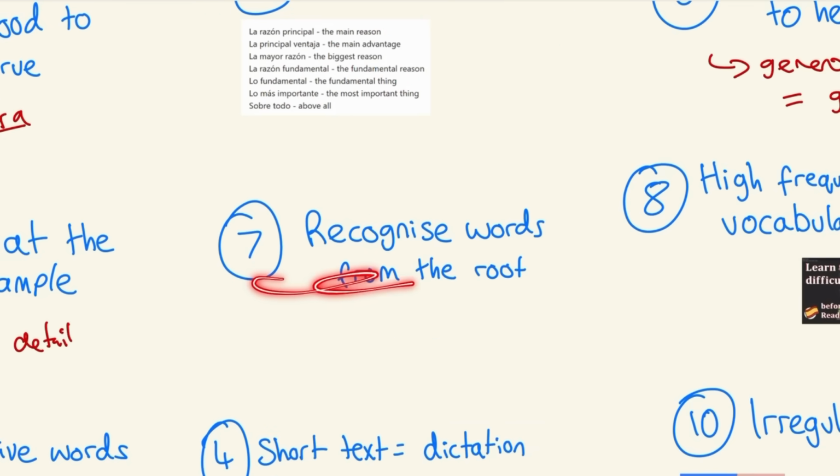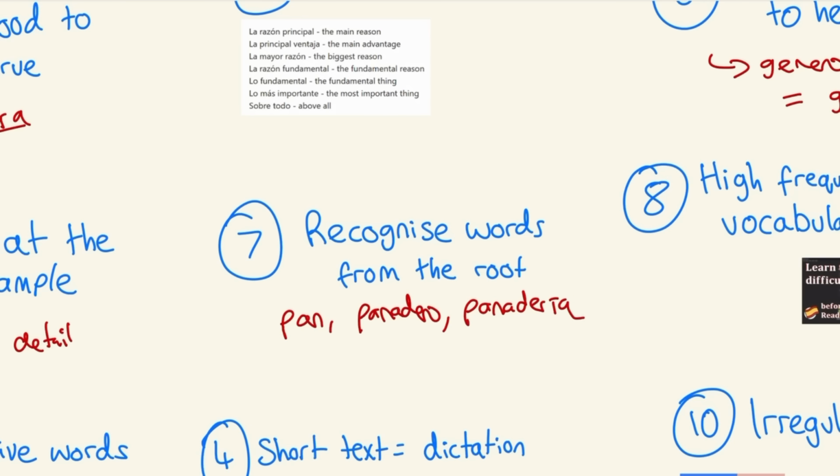Something else that will help you is recognizing that there are words that come from a shared root. For example, pan means bread, panadero is the job, the baker, and panadería is the place or the building, the bakery. These words are all heavily linked, so hopefully if you know one, you're able to work out the others in the exam. So don't stress if you see a new word, there is a high chance you'll be able to work out the meaning of it.